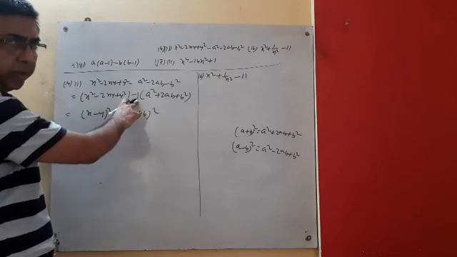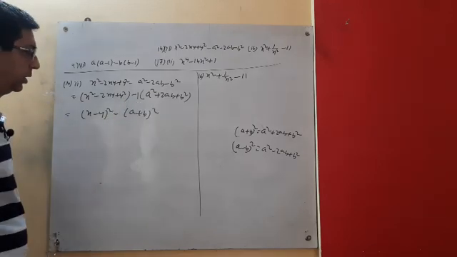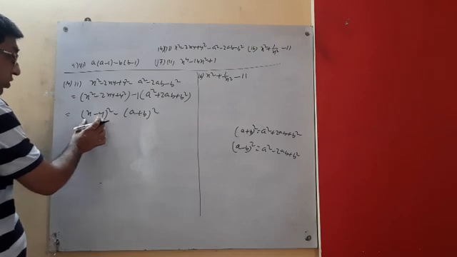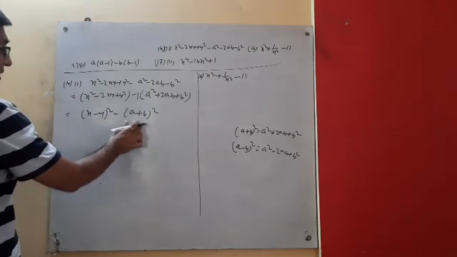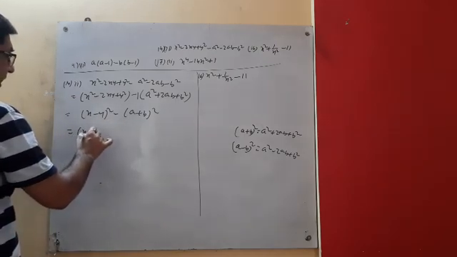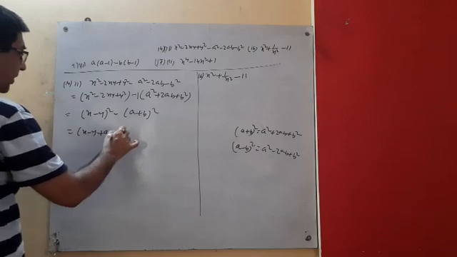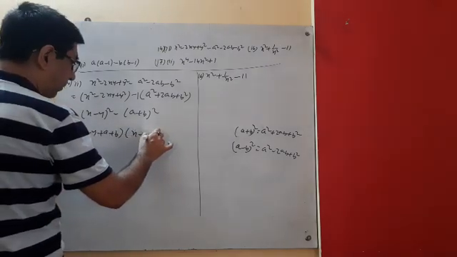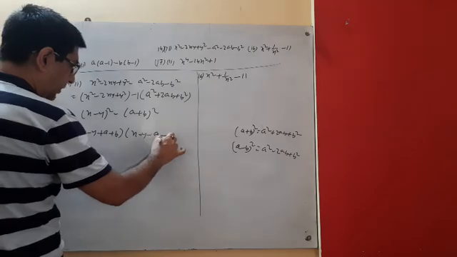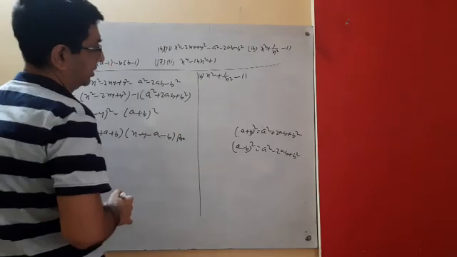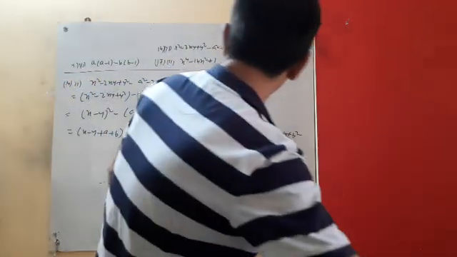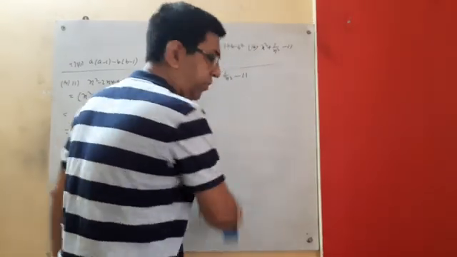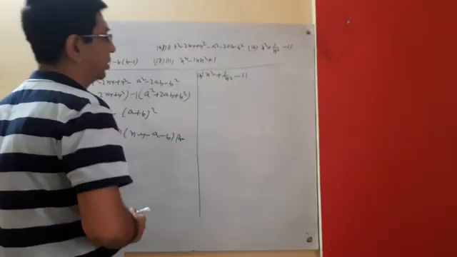Now it is in the form a square minus b square, a square minus b square. So what will I write? A plus b into a minus b. This is the answer. Okay. Now you go to question number 16. This is all from M.L. Agrawal class 9 book. Okay.